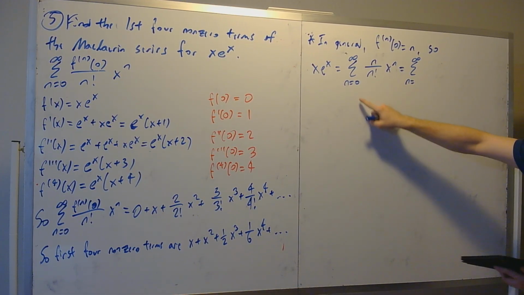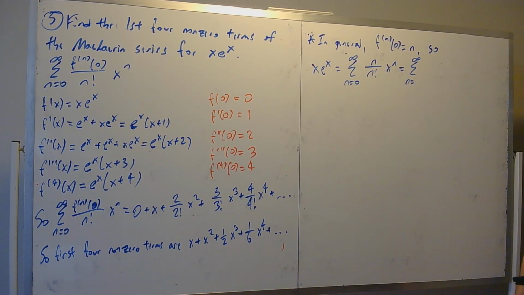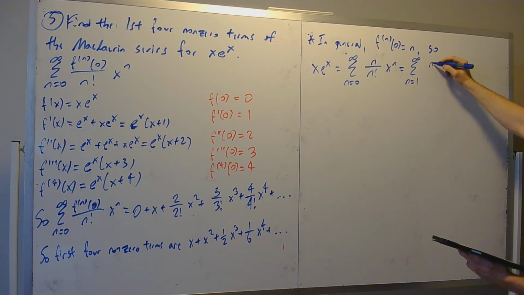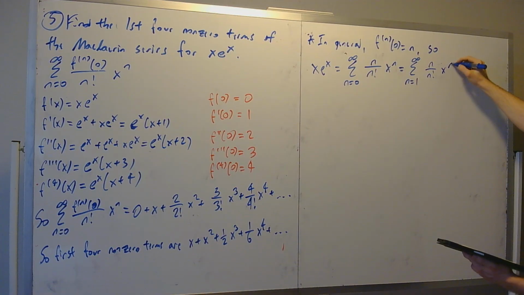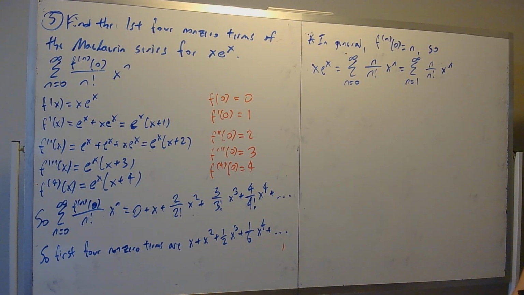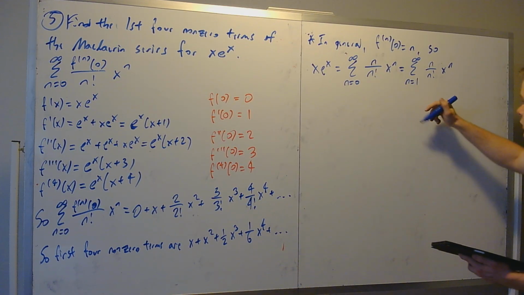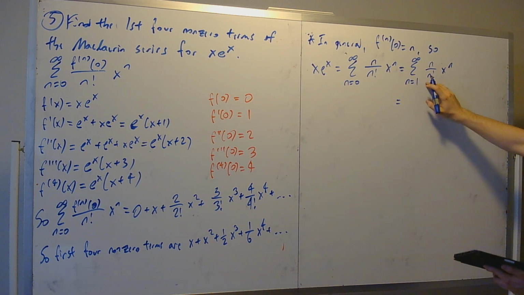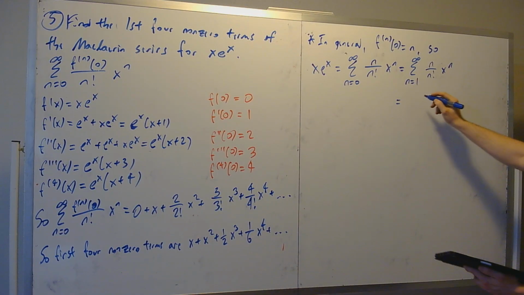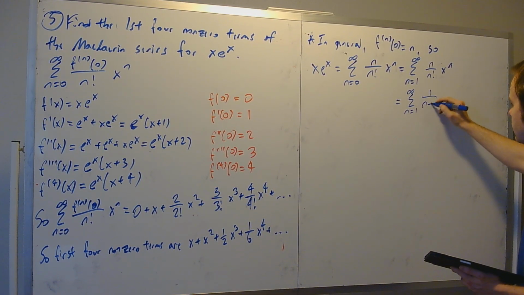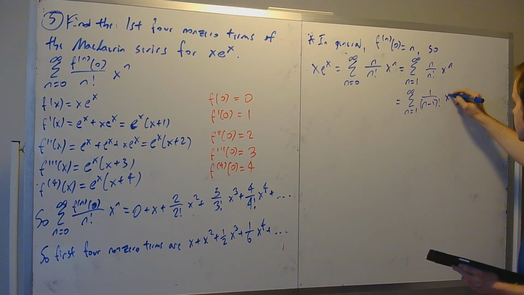So notice what's happening here. If you plug in n equals 0, you're going to get 0. So you might as well start this at n equals 1 of n over n factorial times x to the n. So the reason these two are equal is because if you plug in n equals 0, you're getting 0 here anyways. So you might as well start at n equals 1. And then what you can do is you can cancel out, this is n times n minus 1 times n minus 2 and so on. You can cancel out the n's. So if you do that, you're going to get the sum from n equals 1 to infinity of 1 over n minus 1 factorial times x to the n.